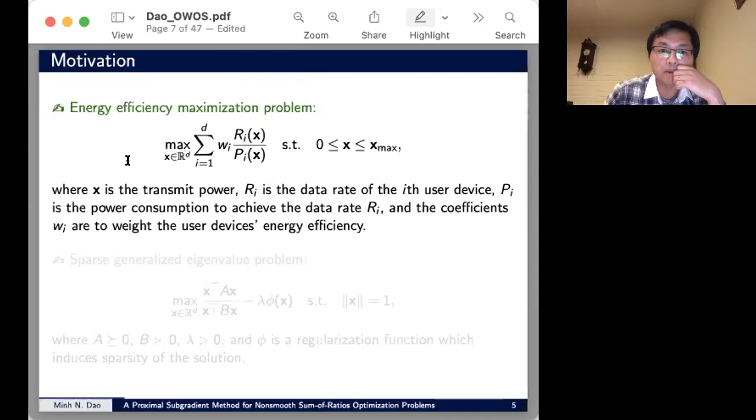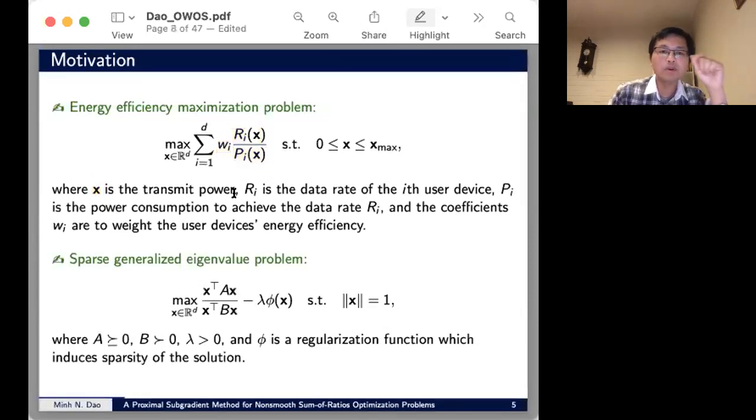In this problem, the decision variable x is the transmit power, and the numerator R_i here is the data rate of the user device. The denominator P_i is the power consumption to achieve the data rate R_i, and the coefficient w_i weights the user device's energy efficiency.